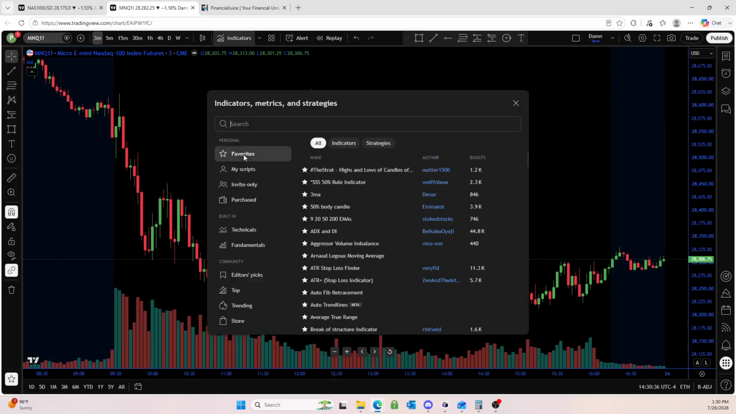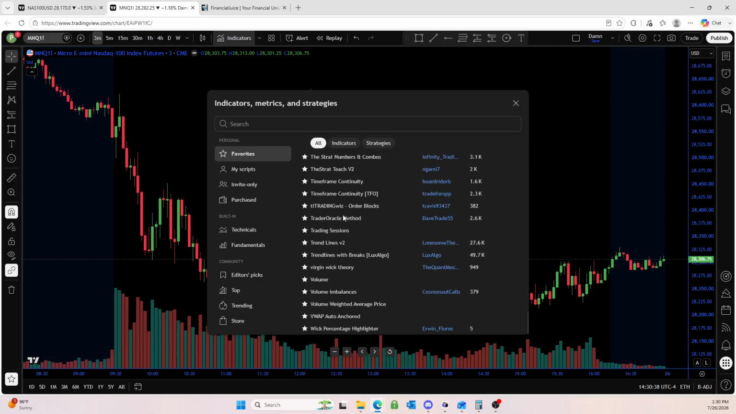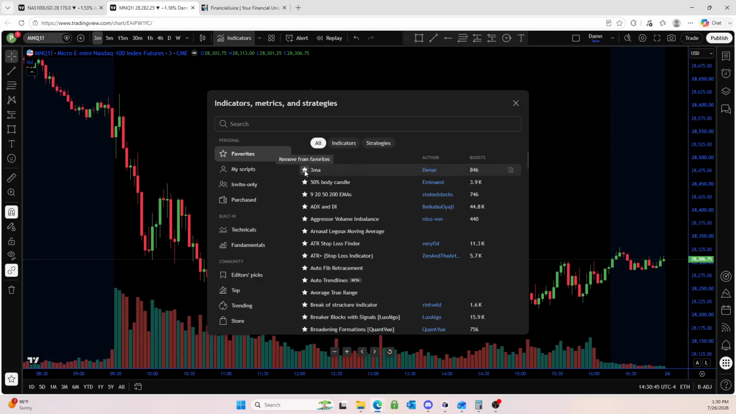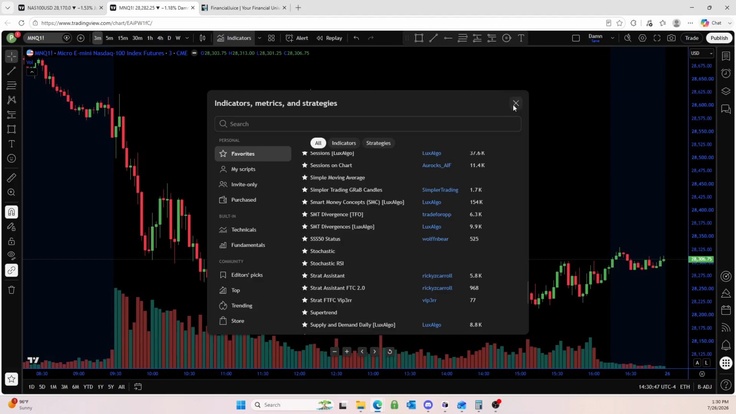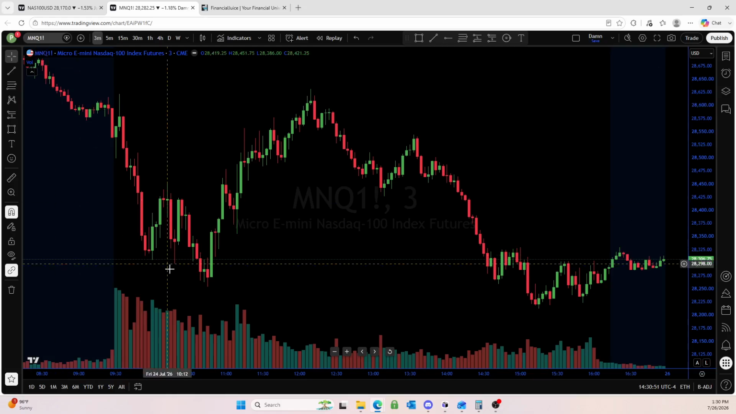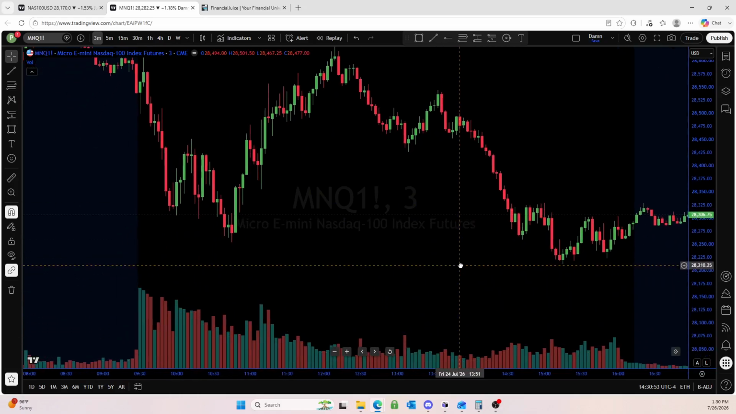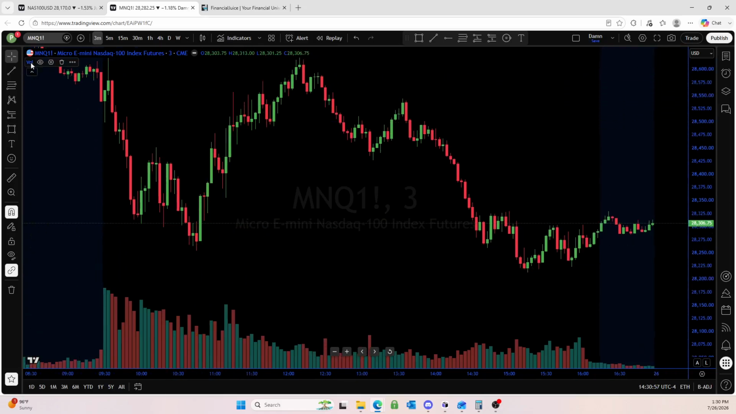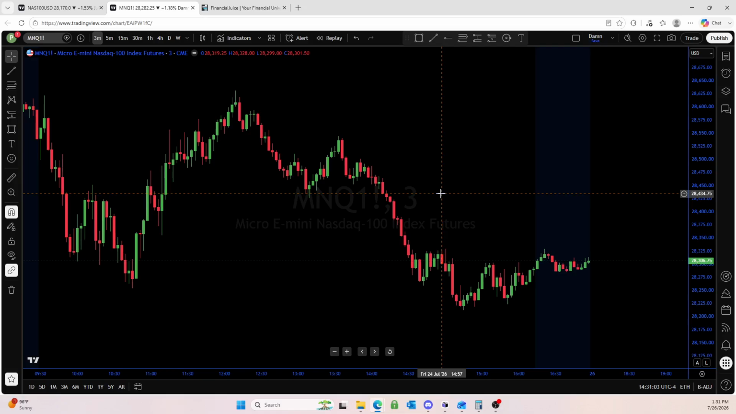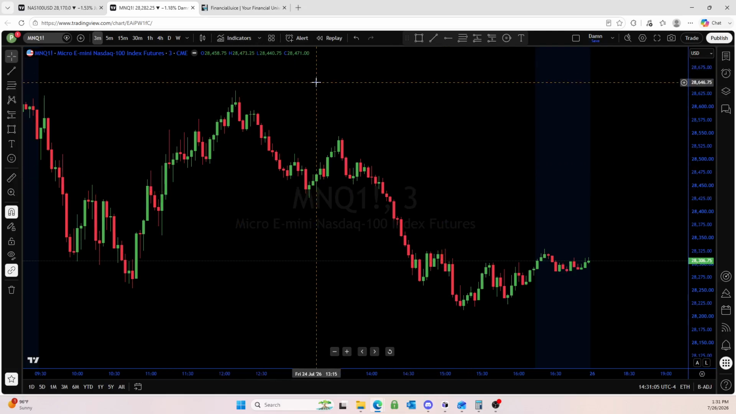So if you go to your favorites, I have a bunch favorited. Once you click them, you will see that they are favorited. You have to make sure you press that star. Let's see, and now my volume will show up right down here. These are little volume bars. You can see how much volume was in these candles here. All right, and you can go in and mess with it, change the colors, all that kind of stuff. But that is how you would do indicators.